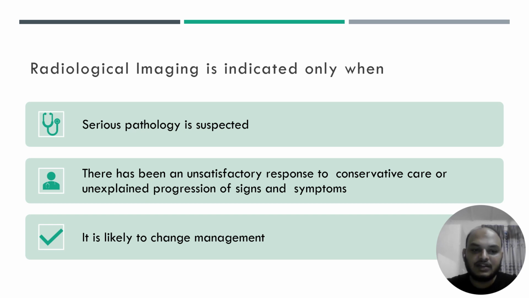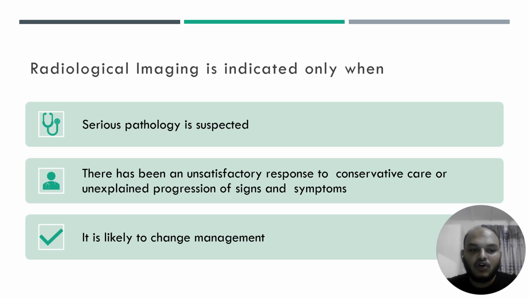Second thing is there has been an unsatisfactory response to conservative care. So for example, the patient was referred for physiotherapy. I started treatment and it's been 2 to 3 weeks. There is no improvement in the pain of the patient. That means we are not going in the right direction. So in this case, imaging may give us a right direction.